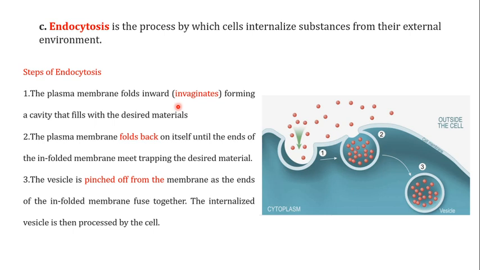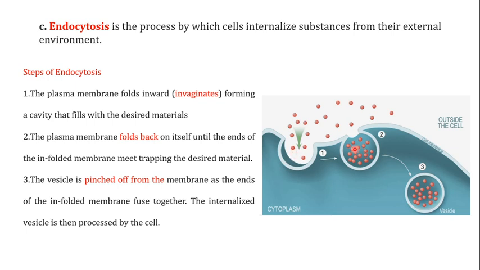Another important type of active transport is known as endocytosis. Endocytosis is the process by which the cell internalizes substances from its external environment. What this means is that things will be moving from outside of the cell into the inside of the cell. If you look at the steps of endocytosis, during the first step, the plasma membrane folds inwards, making an invagination, forming a cavity that is filled with the desired material. You can see over here, this is the desired material that you want to move into the cell, and it fills this invagination of the cell membrane.